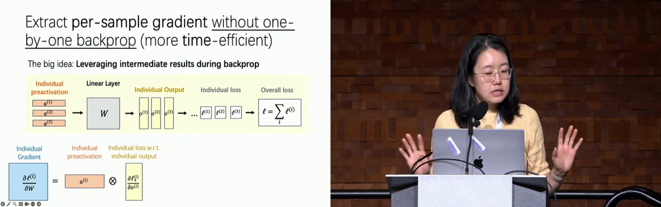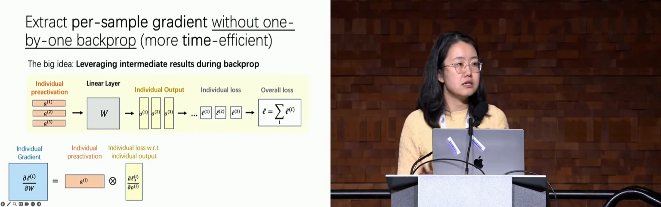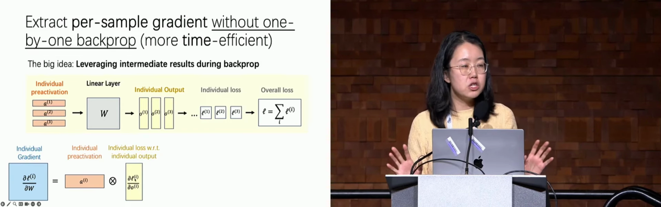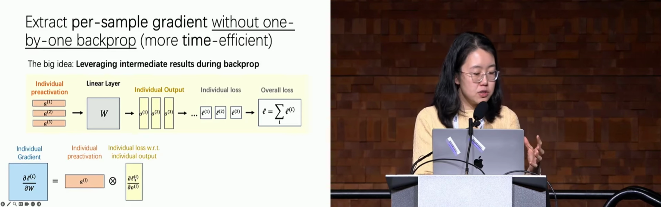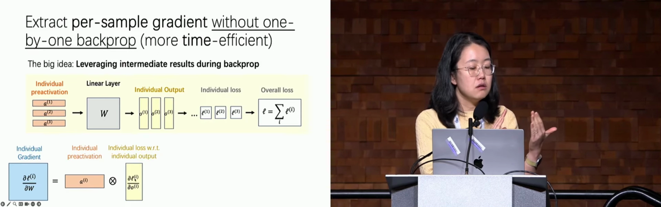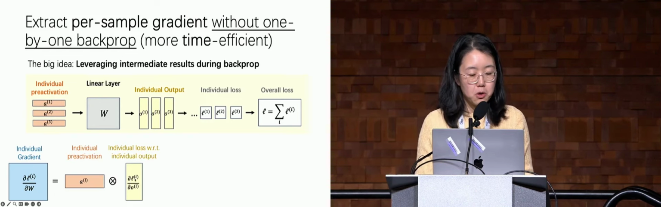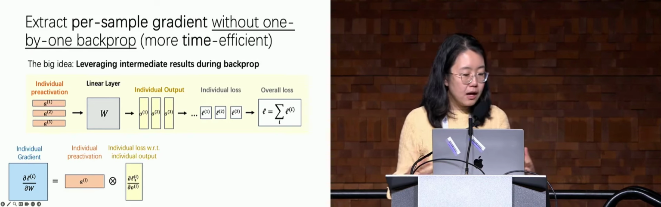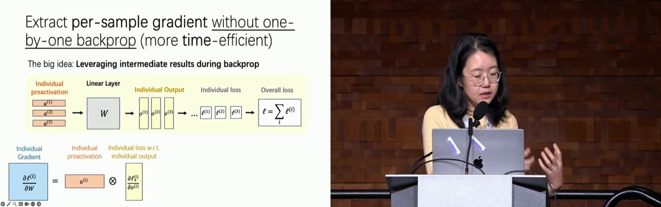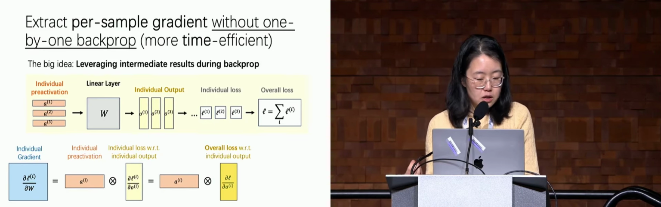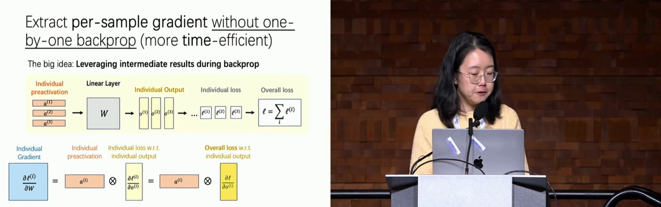Okay, so I will use the example of a linear layer, but this idea is completely extensible to more general types of layers. On the left are the quantities that we are interested in. We are interested in calculating the gradient of the individual loss at a specific data point with respect to the model parameters. If we break it down, it is equal to the outer product of the individual pre-activation with the gradient of the individual loss with respect to the output of the linear layer.